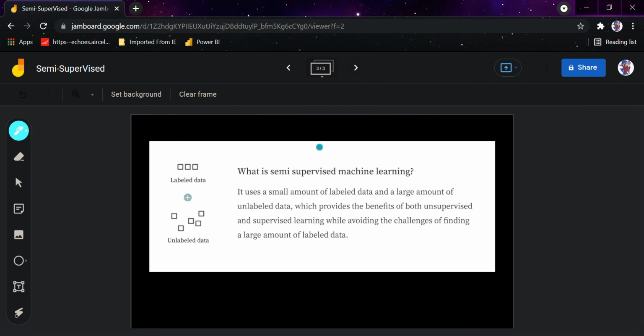If you want the particular definition, you can think of it like this. It uses a small amount of labeled data and a large amount of unlabeled data, which provides the benefits of both supervised and unsupervised learning while avoiding the challenges of finding a large amount of labeled data. You must be wondering who uses semi-supervised learning, because people generally use either supervised or unsupervised. So I will give you a small example.